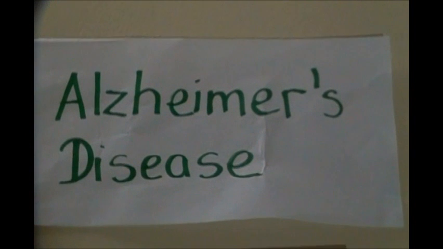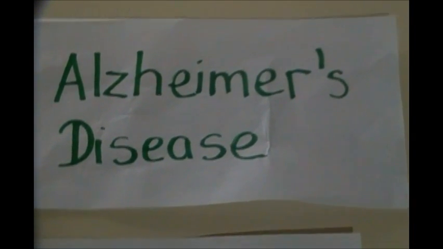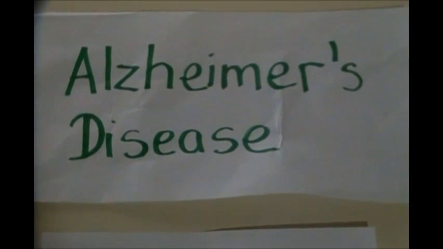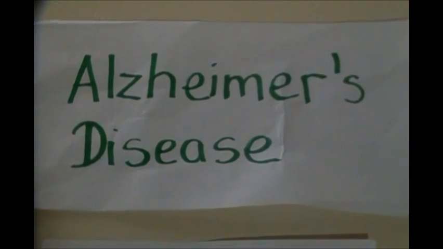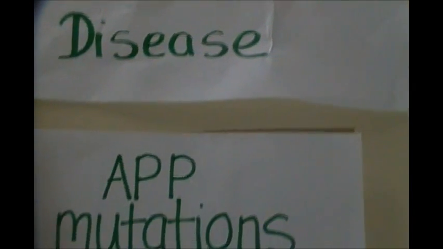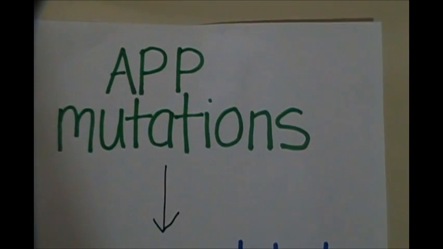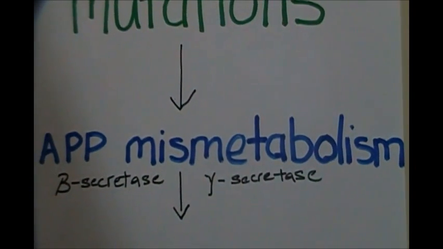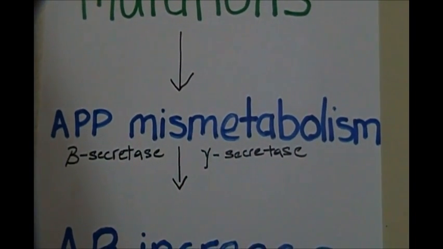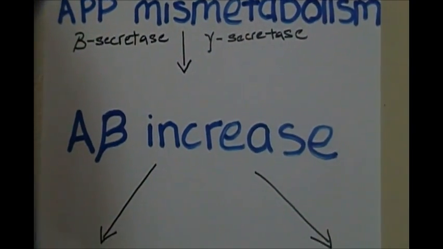Alzheimer's disease has been identified as a protein misfolding disease. It is caused by the accumulation of abnormally folded amyloid beta and tau proteins. APP mutation causes APP mismetabolism to take place. APP is then split by enzymes beta secretase, then gamma secretase. Some of the fragments that result stick together and form a short chain of oligomer.